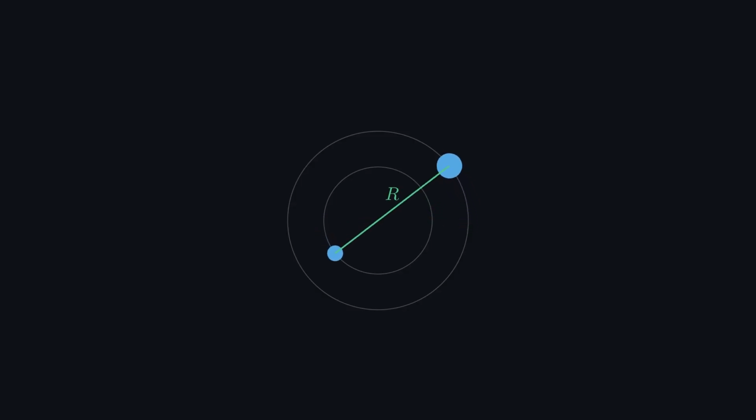So here's the picture. Two bodies held together by gravity, swinging around each other on circular paths. What sets the rhythm of that dance, the period, the time for one full turn? Let's find out using nothing but dimensions.